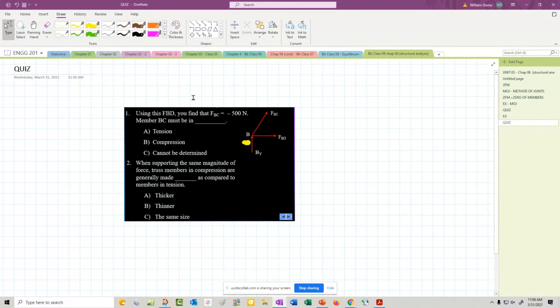All right, so I'm looking at this. What's the first thing we should do when we see a minus 500? I can hear you all thinking that if it's a minus 500, we should change the direction of that force. It should be this way, not pointing up. And if it's pointing that way, it's pushing on the pin. So it's trying to set itself up to be this. Right? It's pushing on the pin. So yes, it would be in compression. There we go. Everybody good with that?